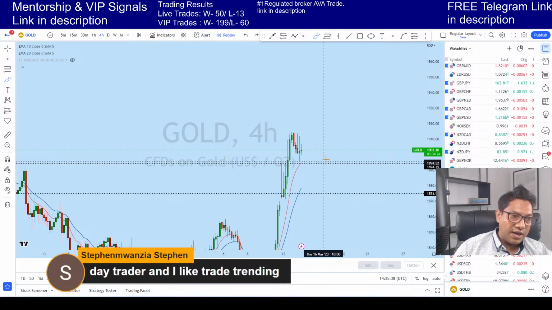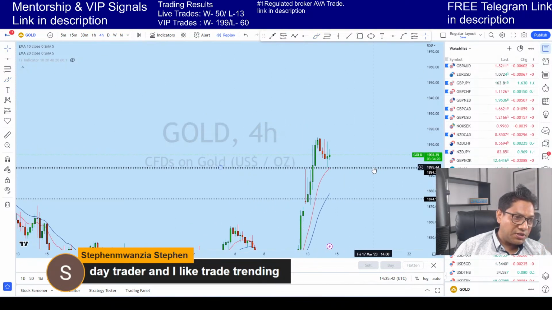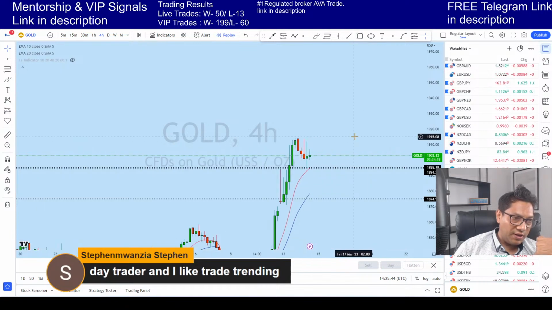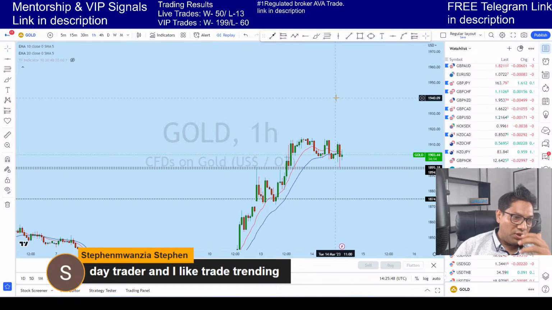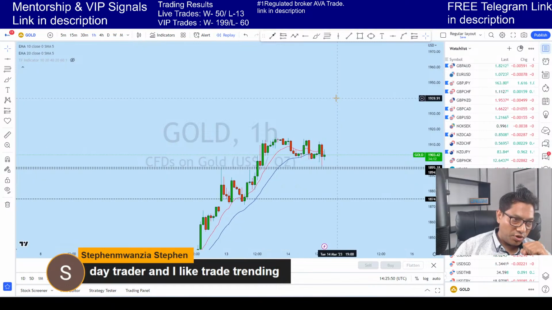But this kind of price action is a little bit unpredictable. That's why we need to see a clean structure to be formed. Okay, and when there is a clean structure, we'll jump on a trade.